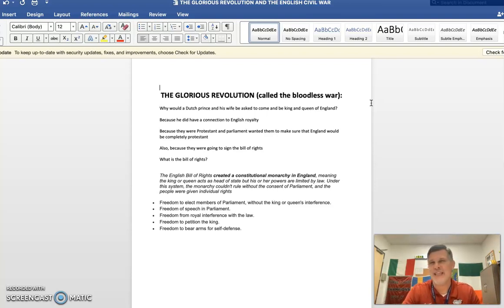And the real reason that they did that is that they were going to obey Parliament and do whatever Parliament said. The English Civil War had been won by Parliament. The king's army was defeated, and now Parliament kind of felt like they had a lot of power. So they installed a new king and queen, and look at this reason right here. Because they were Protestant, and Parliament wanted them to make sure that England would be completely Protestant.